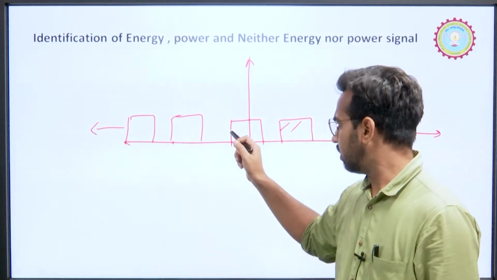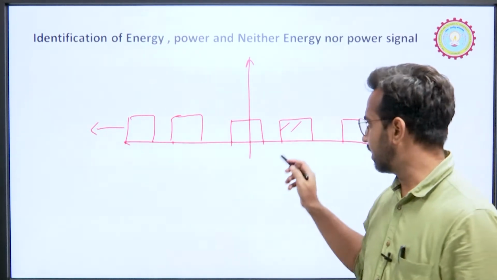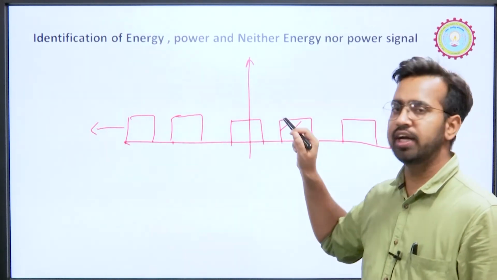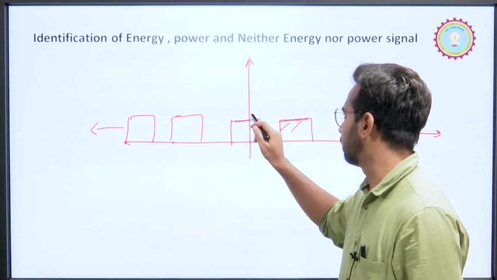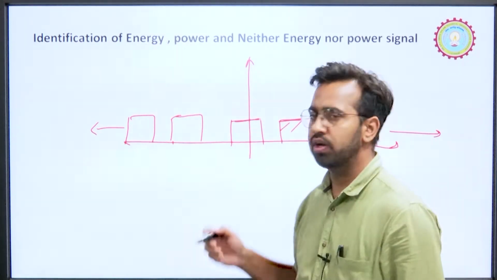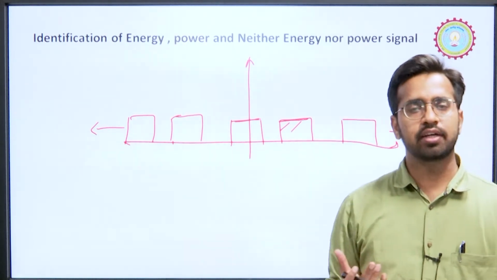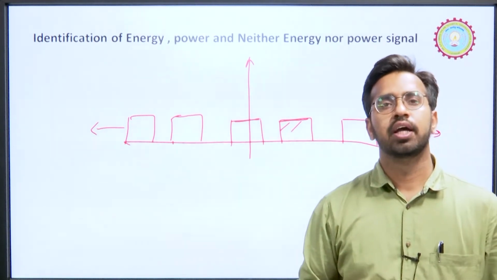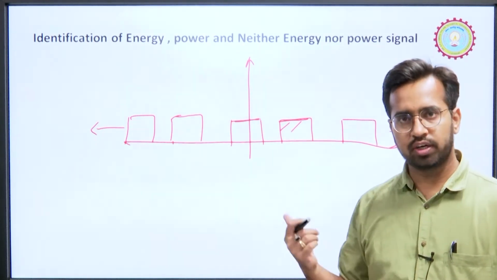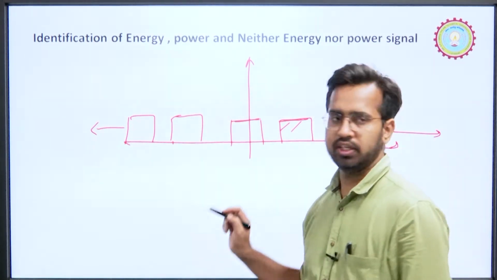Also, now check for neither energy nor power signal: whether the signal has an infinite value at any duration of time. No. See, the maximum magnitude is around 1 or 2, so the maximum magnitude is finite. So we will say it does not fall in the category of neither energy nor power signal. So what will it be? It will be a power signal.